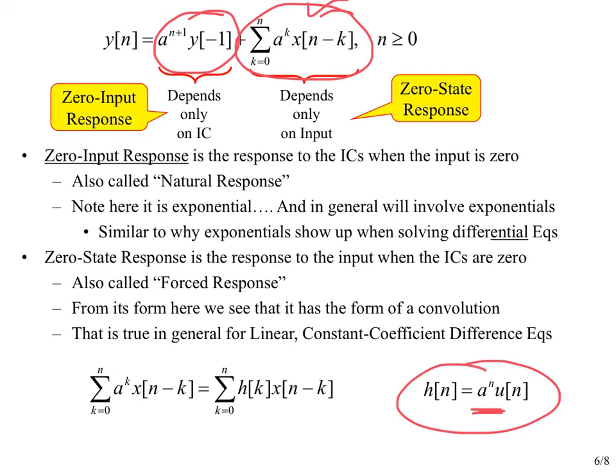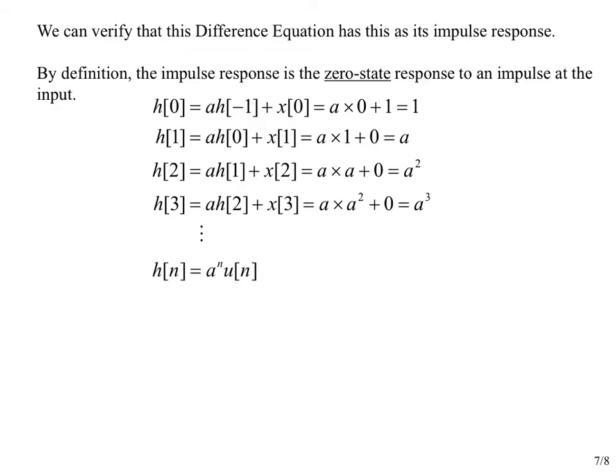All right, we're going to go on to the next one here. Slide 7 of 8 of our slides in this note set, just showing that we can also verify that this difference equation does indeed have this impulse response. So we kind of deduced that by looking at that zero state response and interpreting it as a convolution and then puzzling out what the impulse response would have to be for that to be a legitimate convolution.